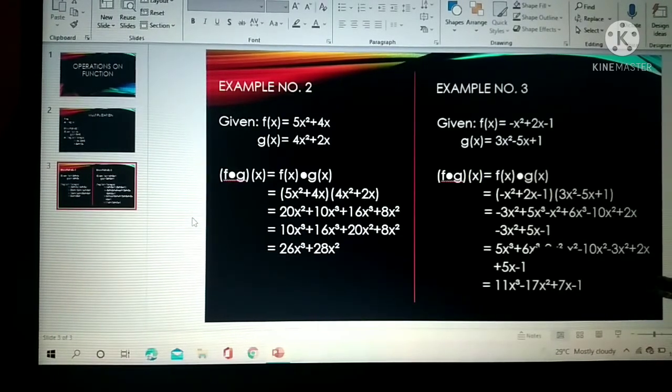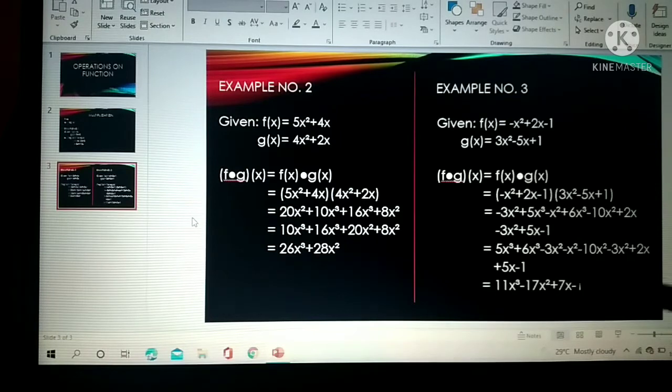Now, let us arrange it from the higher exponent to the lower exponent. So, it is now the arrangement. Now, let us combine like terms. So, 5x cubed plus 6x cubed is equal to 11x cubed. Then, negative x squared minus 10x squared is negative 11x squared, minus 3x squared is negative 14x squared, plus the negative 3x squared.